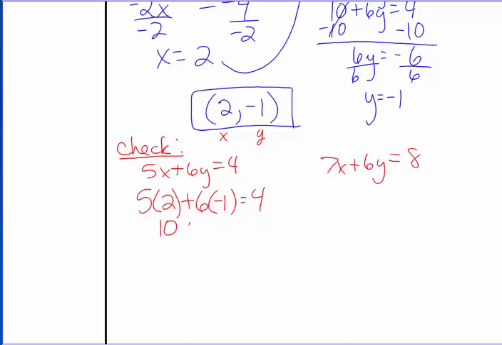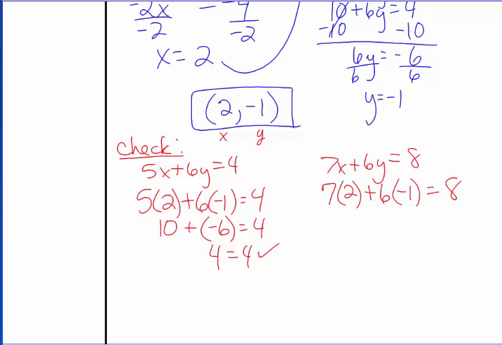5 times 2 is 10. 6 times negative 1 is negative 6. And so 10 plus a negative 6 is 4. 4 does equal 4, so that one works. 7 times 2 plus 6 times negative 1 equals 8. So 7 times 2 is 14. 6 times negative 1 is negative 6. So 14 minus 6 is 8. So 8 does equal 8. So it does work. That is our correct solution.